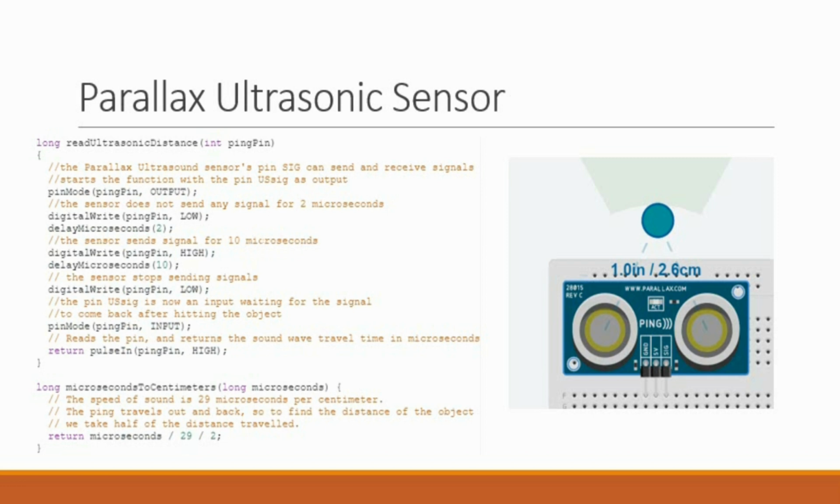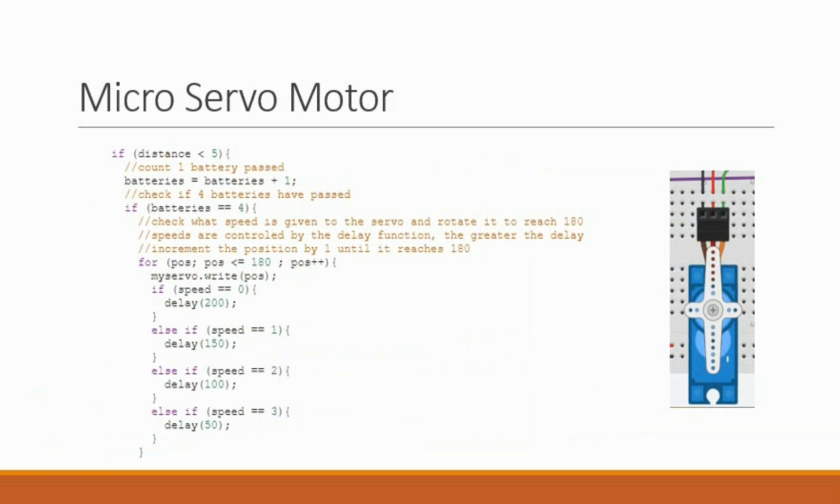After that, the time is converted into centimeters based on the fact that the speed of sound is 29 microseconds per centimeter. So the time of travel is divided by 29 and then divided by 2 to get the distance between the sensor and the battery only. If the distance read is below 5 centimeters, the system will increment the number of batteries by 1 until reaching 4 batteries. After that, the servo will rotate from its neutral position, which is 90 degrees, to 180 degrees.